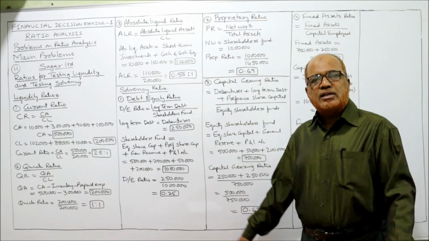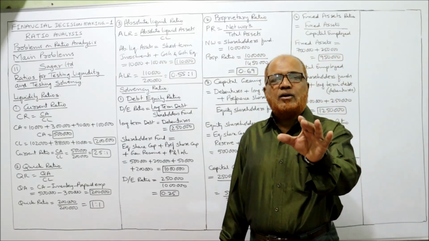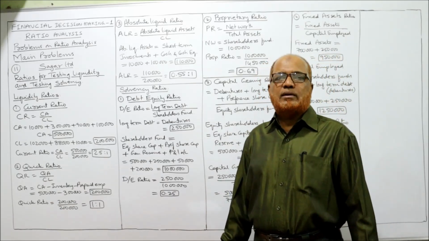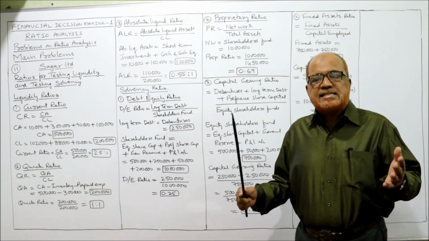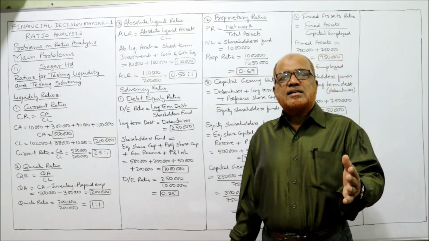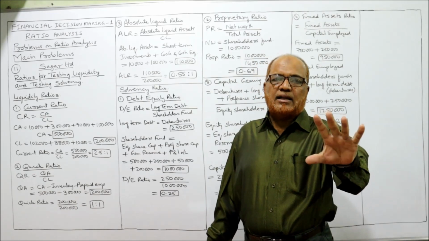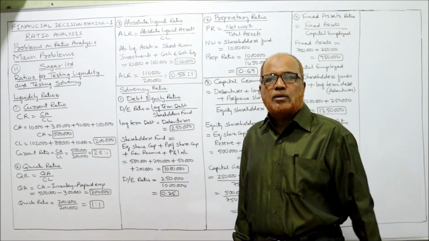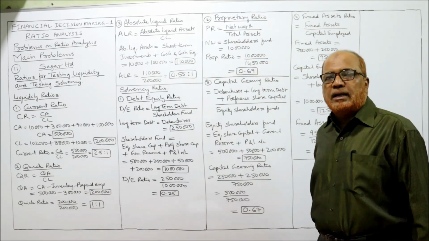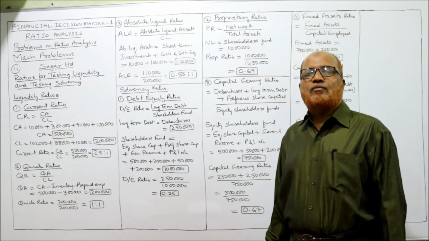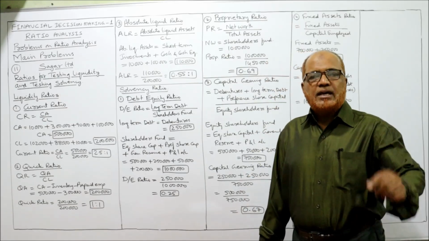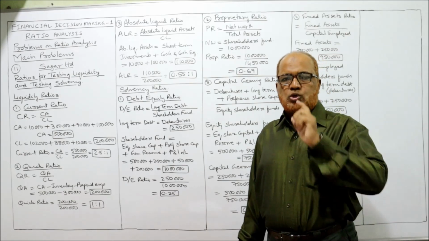The quick ratio is 1 is to 1 and the standard quick ratio is also 1 is to 1. So normally it is said that if quick assets are equal to current liability, then the liquidity position is good. Here it is good. Then absolute liquid ratio, another ratio for testing the liquidity is absolute liquid ratio.